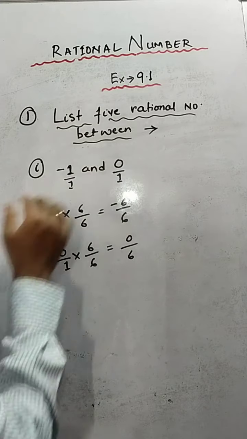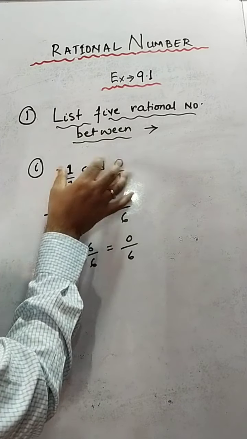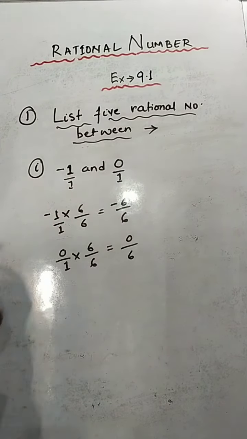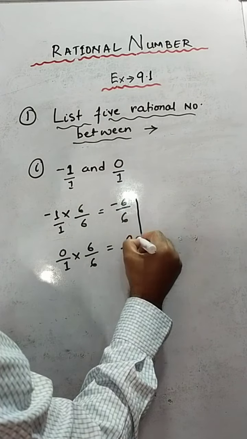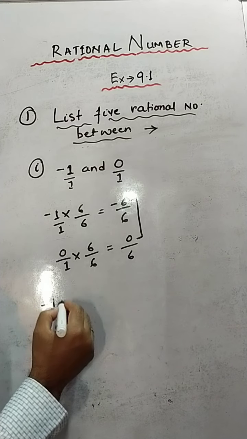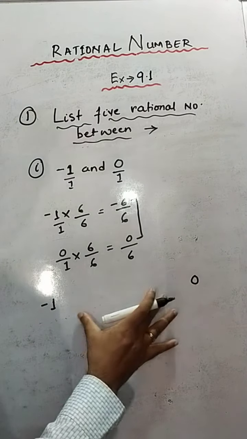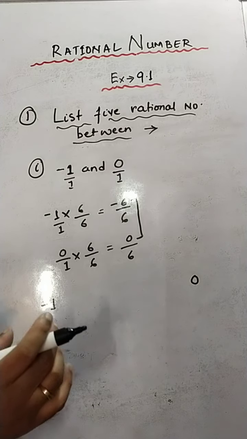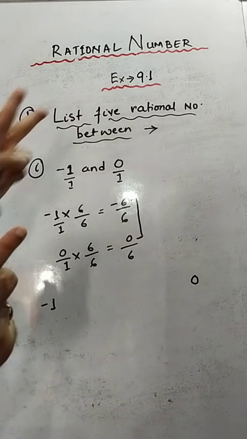Now you see the gap has been increased. Previously we had -1 and 0, and there was no gap. Now we have created a gap between -6 by 6 and 0 by 6. In between these, we have to put 5 rational numbers.